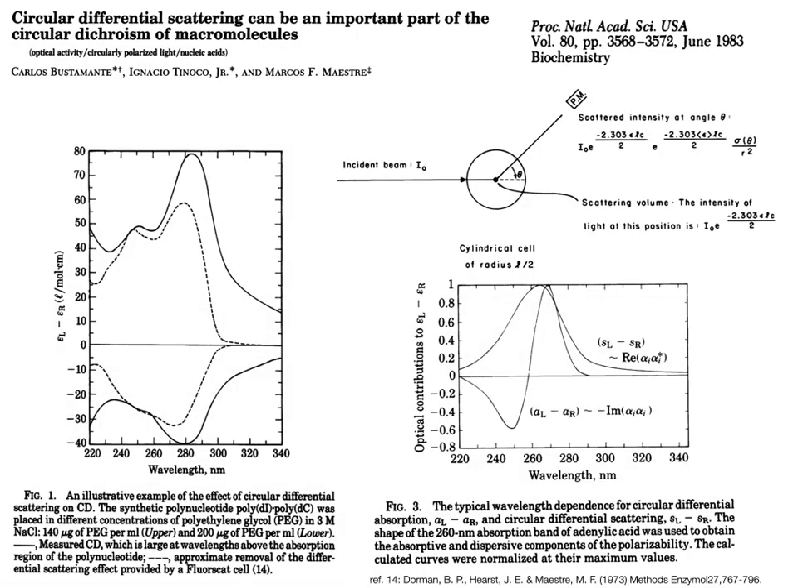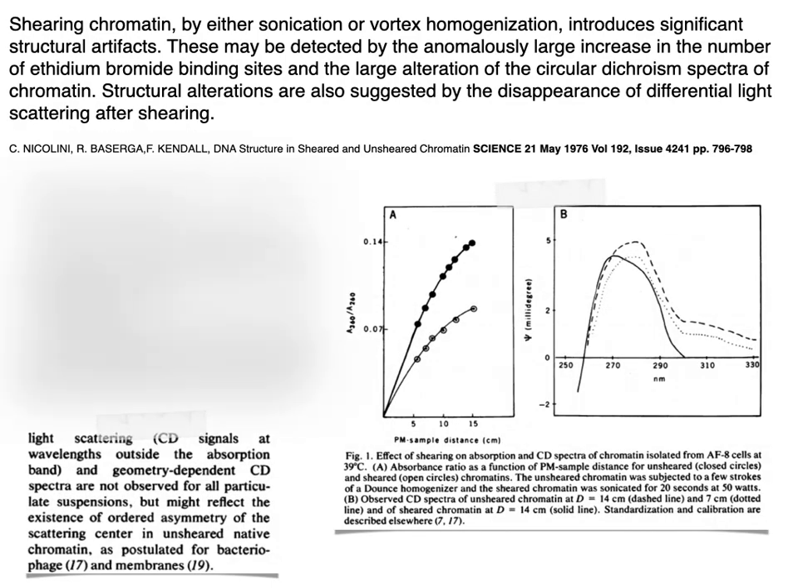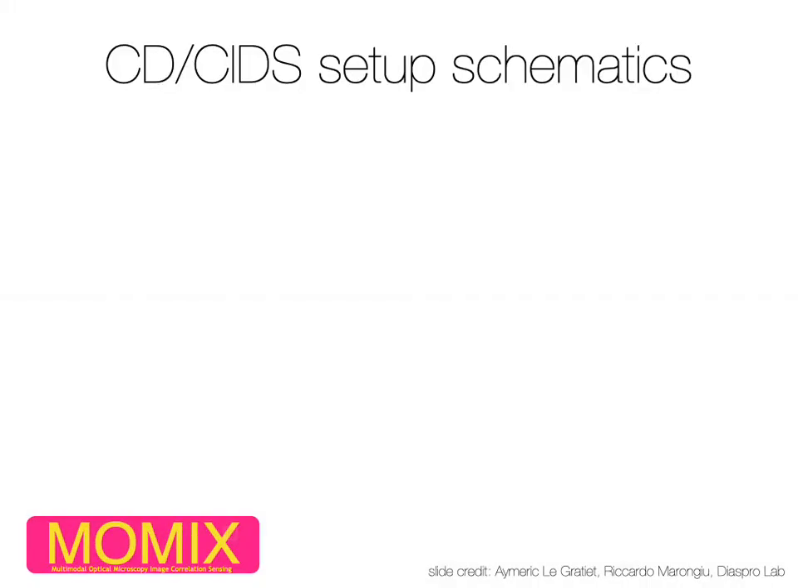Many years ago, in the 80s, the very same group, and Carlos Bustamante, who had his thesis on this topic, realized that there was a signal of circular dichroism outside the absorption bands. How can this be possible? Come on, no way. They studied the phenomenon and they discovered that this was due to some scattered light. And this scattered light was used for understanding something that is the organization of DNA.